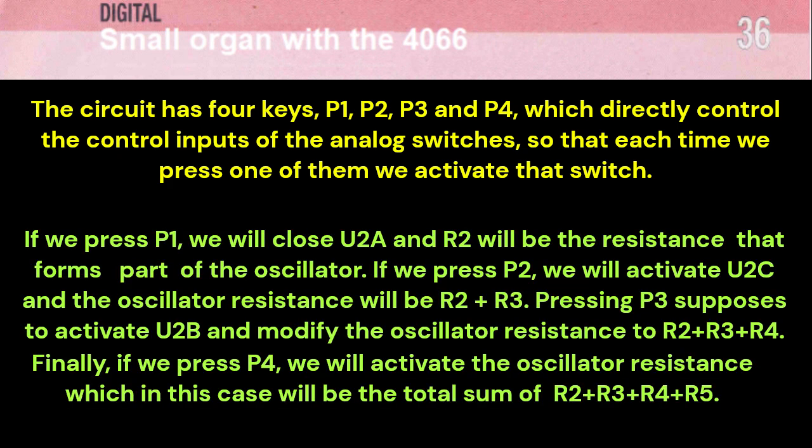If we press P1, we will close U2A and R2 will be the resistance that forms part of the oscillator. If we press P2, we will activate U2C and the oscillator resistance will be R2 plus R3. Pressing P3 supposes to activate U2B and modify the oscillator resistance to R2 plus R3 plus R4. Finally, if we press P4, we will activate the oscillator resistance, which in this case will be the total sum of R2 plus R3 plus R4 plus R5.